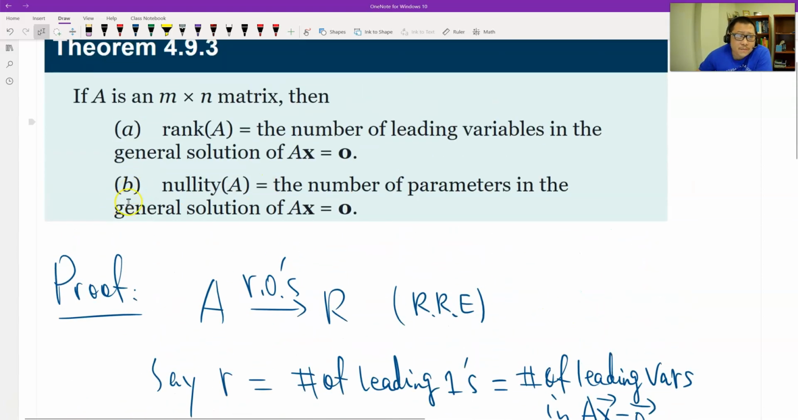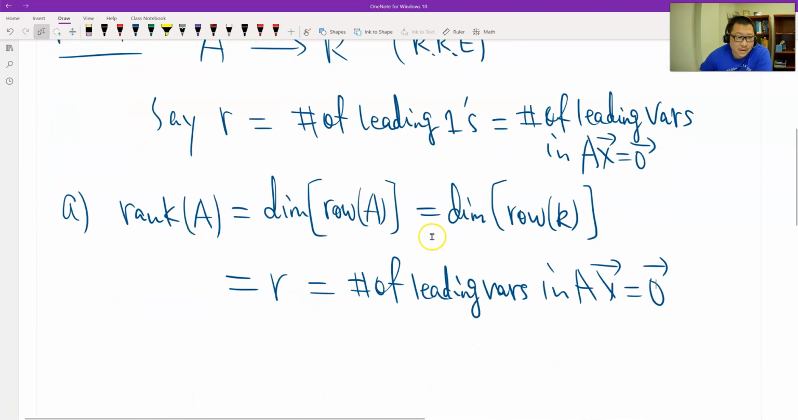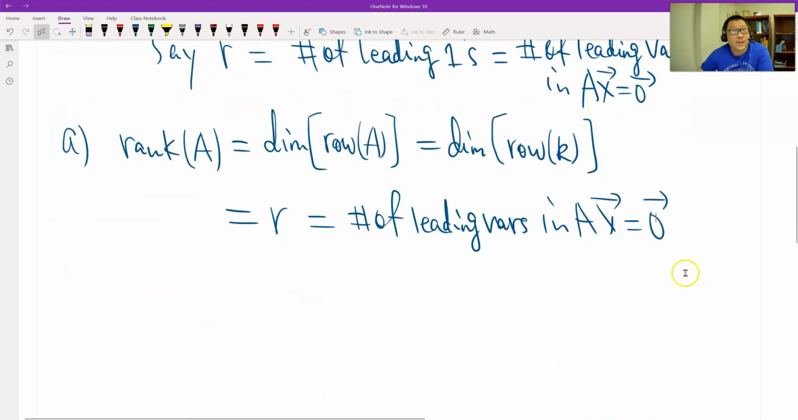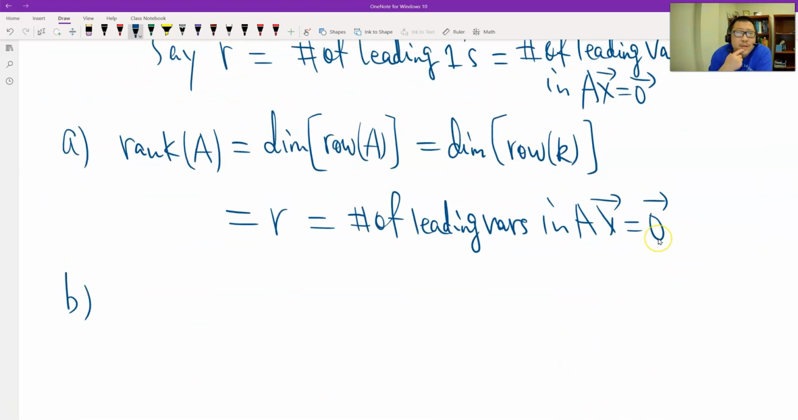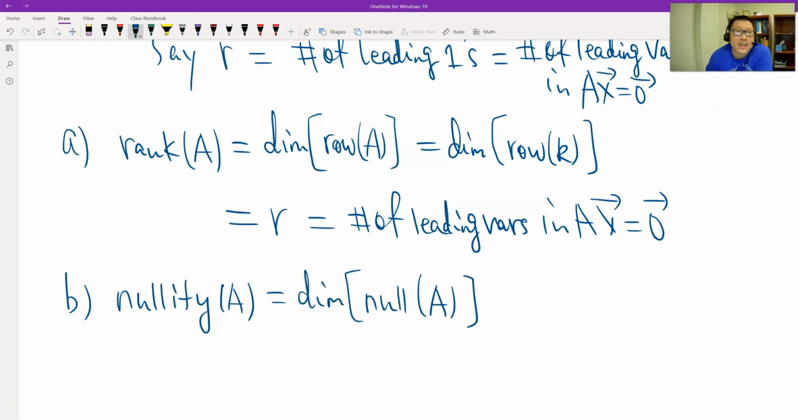And then we look at part B. What is the nullity? The claim is that nullity is the number of parameters. Similar. First, what is the nullity? The nullity is defined as the dimension of the null space. This is the definition. So now we think about the null space of A. The null space is just the solution space of AX equals 0, right?